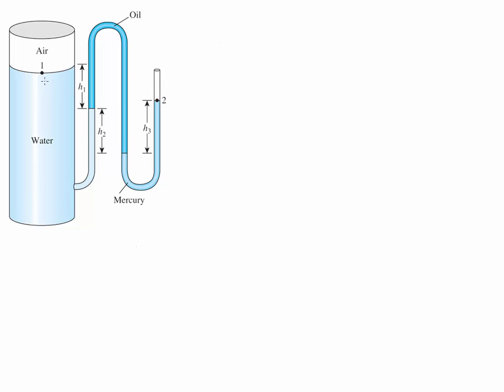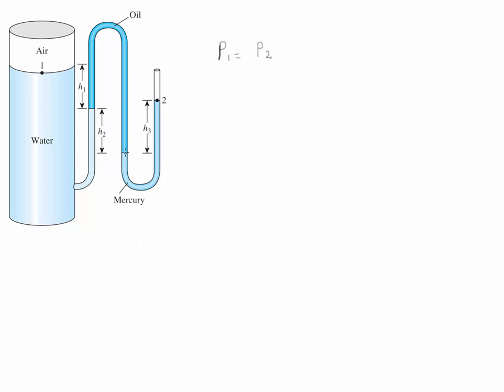In order to calculate the value of pressure at point 1, we're going to use the information that we know at point 2 and the elevations within the manometer and also the different fluids that we have. So we said P1 is equal to P2.